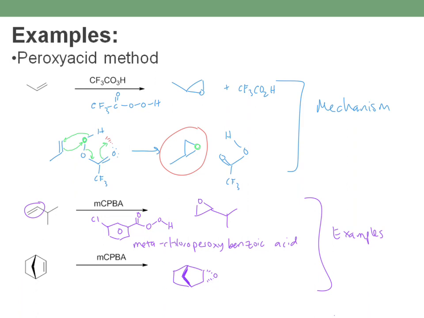So hopefully at the end of this video, you're more familiar with the two ways that we can make epoxides. One is through the halohydrin, one is through the peroxyacid. In the following videos, I'll talk about what we do with these epoxides. How do we open them under basic conditions? How do we open them under acidic conditions? And how are they similar and how are they different?